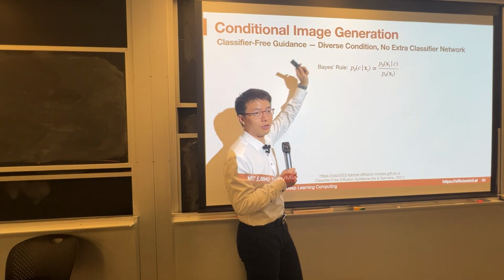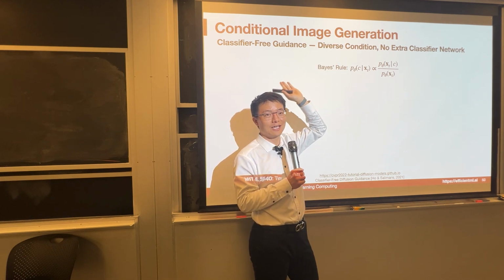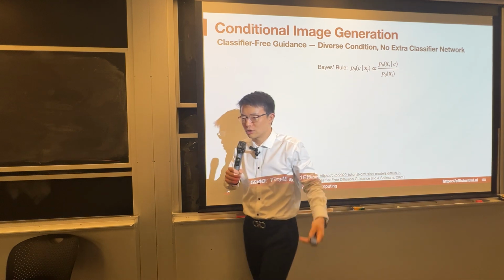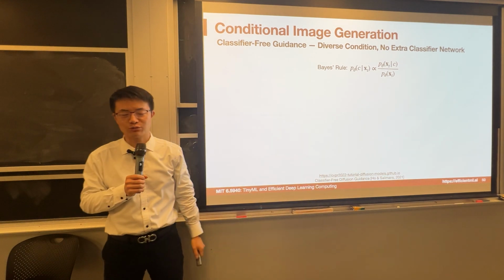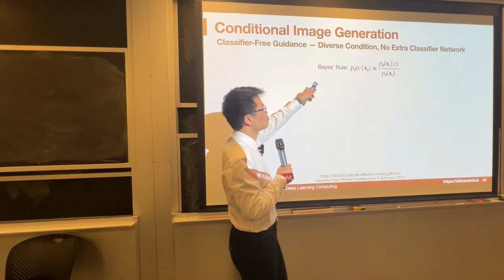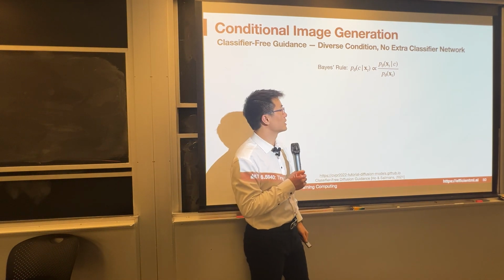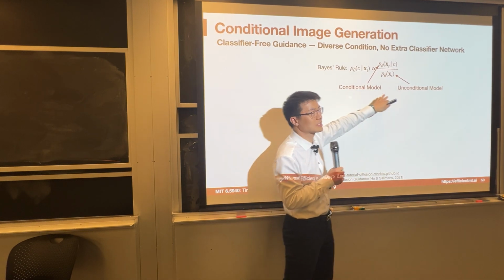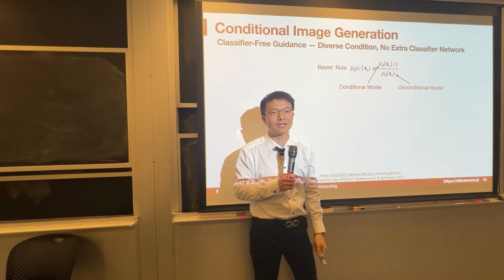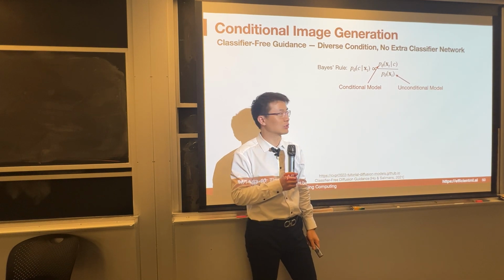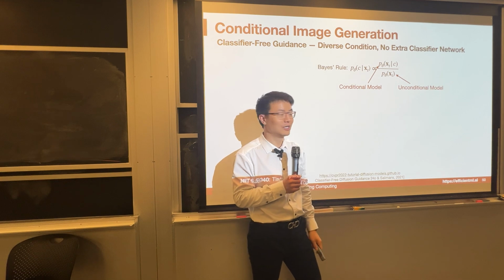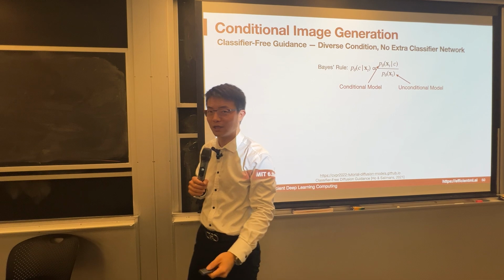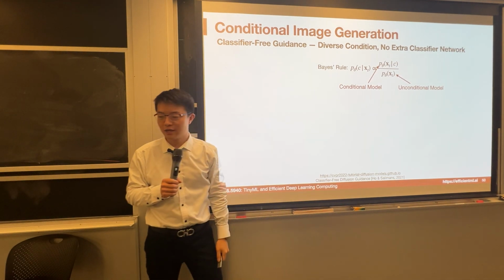To support diverse conditions, class, text, or pixels, we don't need to train any extra classifier network. It follows Bayes' rule. Given xt, I want to predict the C. I have rewritten it in this way. This is a conditional model. This is an unconditional model, which hints that now we want to forward the neural network twice. One is a conditional model. The other is an unconditional model, with C and without C. We want to double the flops. Later we are going to talk about how to reduce the compute over there.